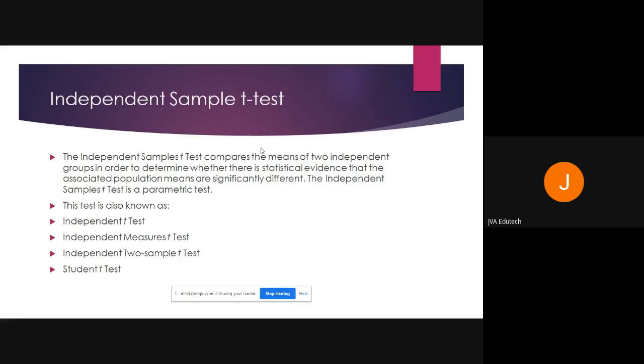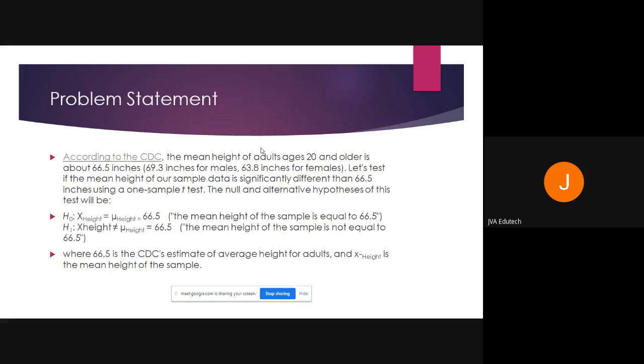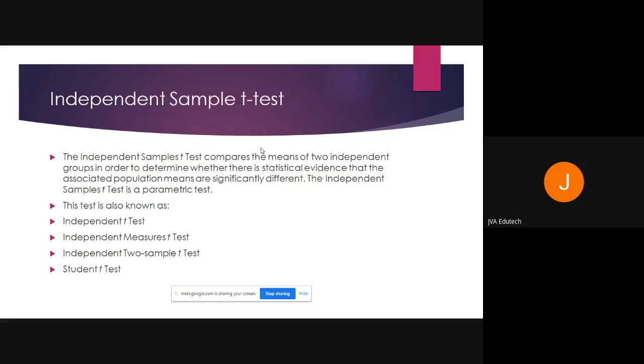Similarly, if we have cases like that, we will do it. So this is one sample t-test. We'll do it in the next week. I'll share with you the data.